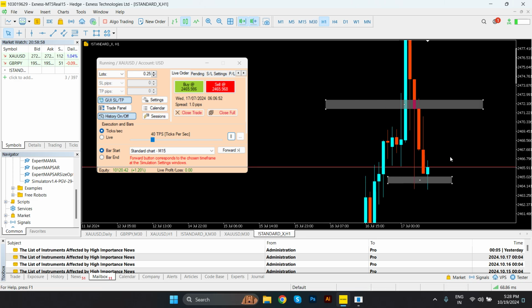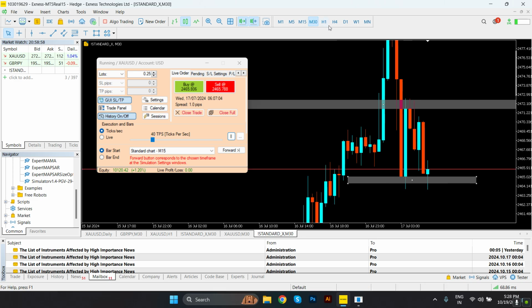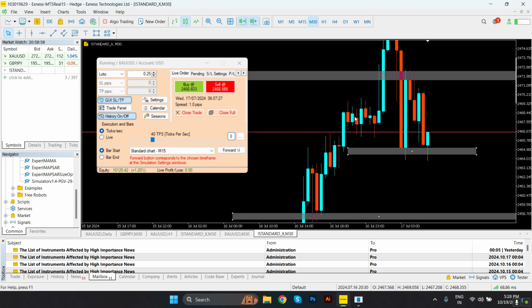because high time frame confirmations are very strong confirmations. So 30 minute, 1 hour, they are higher time frames, and their confirmation usually is better.